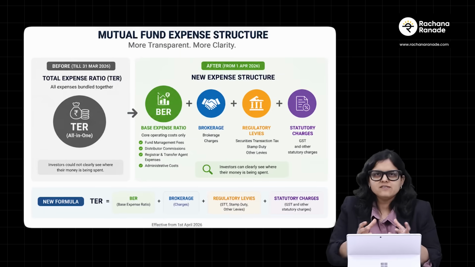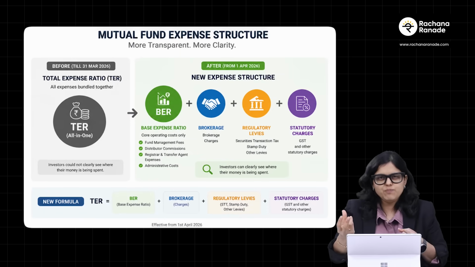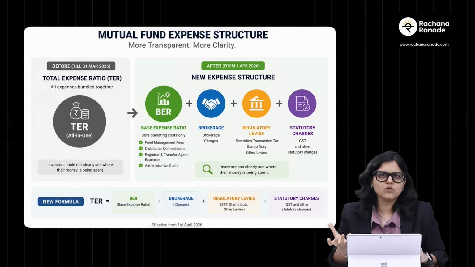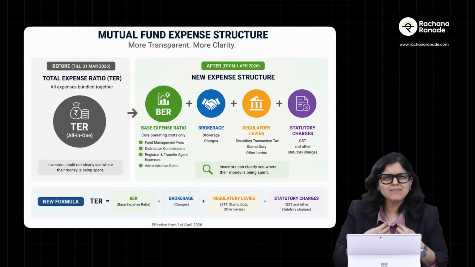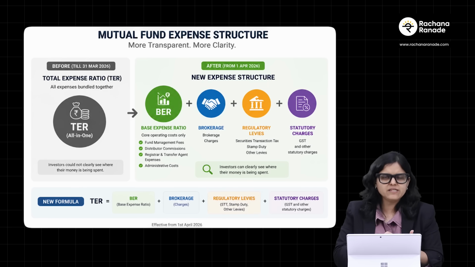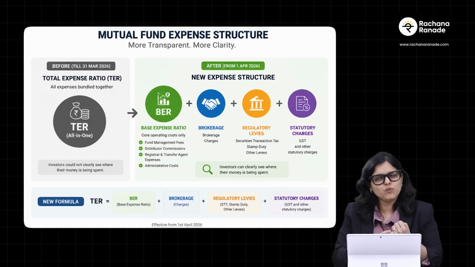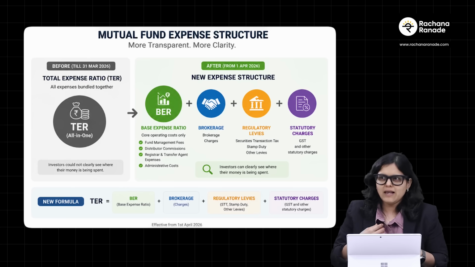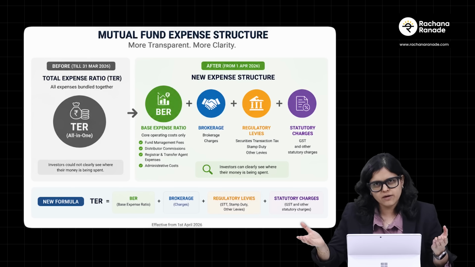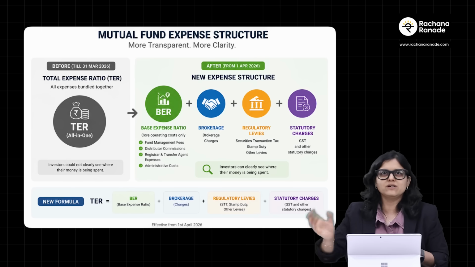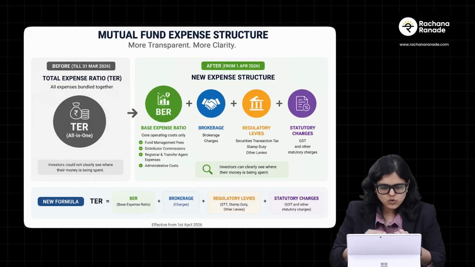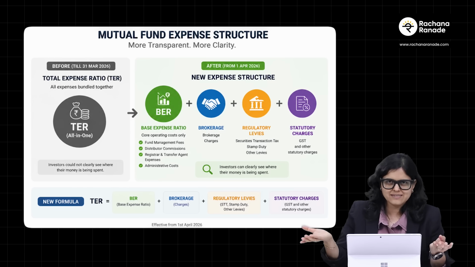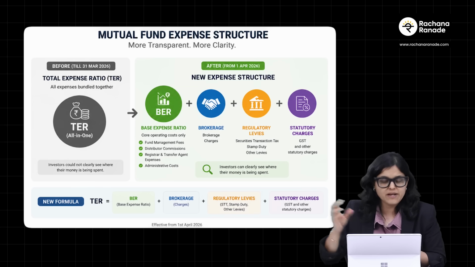Now, TER is nothing but a total expense ratio versus BER is a base expense ratio. Now, what does BER or a base expense ratio include? If I am a mutual fund, let's say I'm an AMC. For an AMC, what are some basic expenses? Number one, it's about the fund management fee. I'll hire a lot of experts who will be the fund managers and who will decide on the buy sell calls, right? So, will I have to pay money to them as a salary or whatever? Yes. So, that will be my fund management fee.